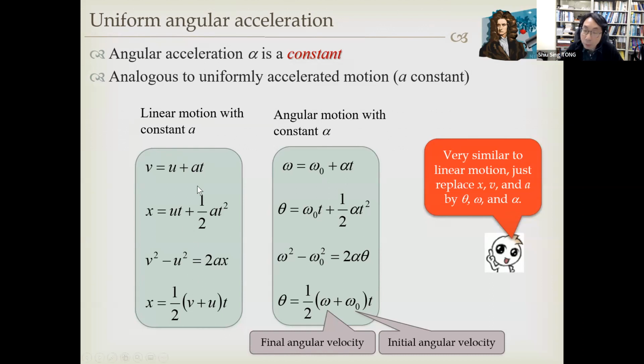Now, I think you are very familiar with uniformly accelerated motion. You learned it in high school. You have 4 formulas, right? v equal to u plus at, x equal to ut plus half at squared, v squared minus u squared equal to 2ax, and x is equal to half of v plus u multiplied by t, right? These are the equations of motion with constant acceleration.